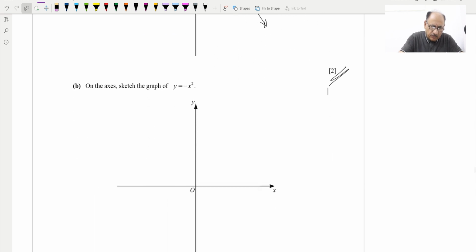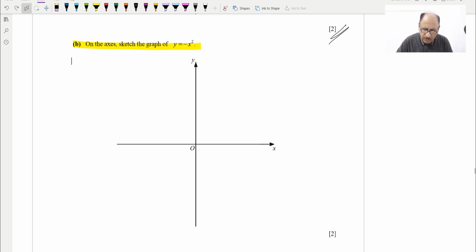Hopefully you understood this. Now for part B, on the axis sketch the graph of y is equal to minus x square. We know x square is a quadratic graph opening upward like this one, but this is minus x square, which is opening downward with the origin 0. At x is equal to 0, y will be 0, right? So it will be a downward opening graph like this one. It should be symmetric. So this is the graph for 2 marks.